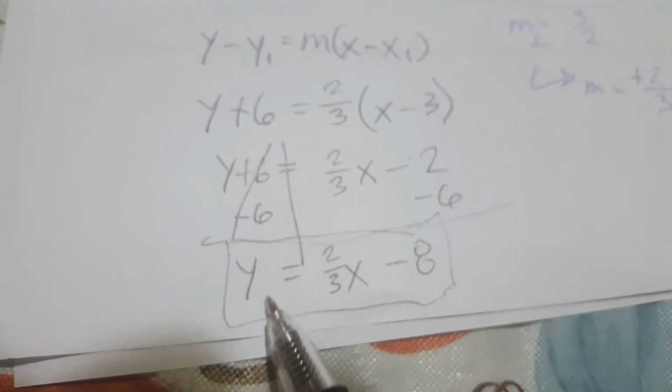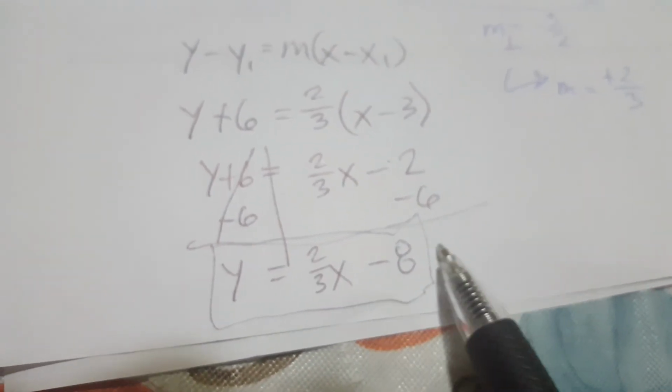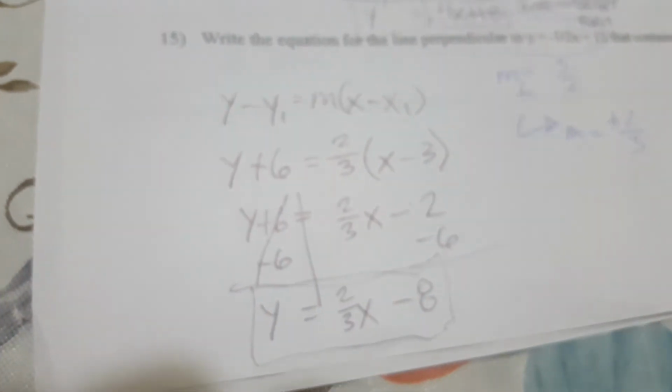So this ends up being y equals 2/3 x. After we subtract 6, this will be minus 8. So here's your equation in slope-intercept form. If they wanted it in point-slope form, we would have been done right there.